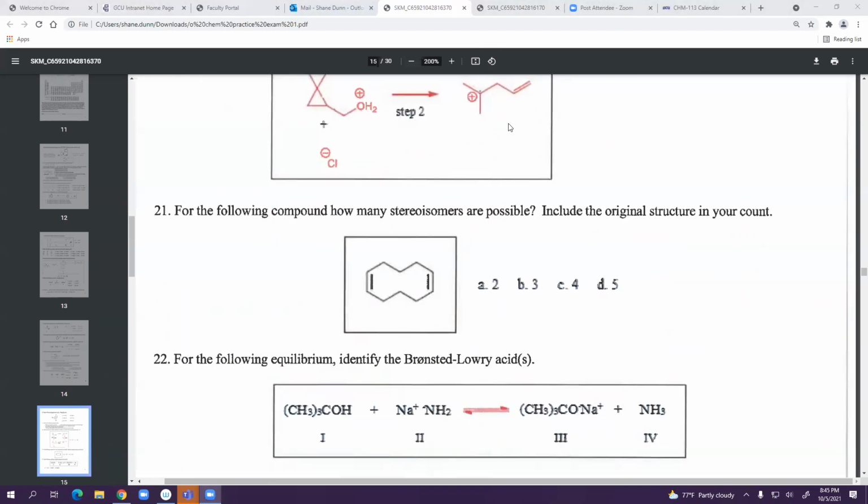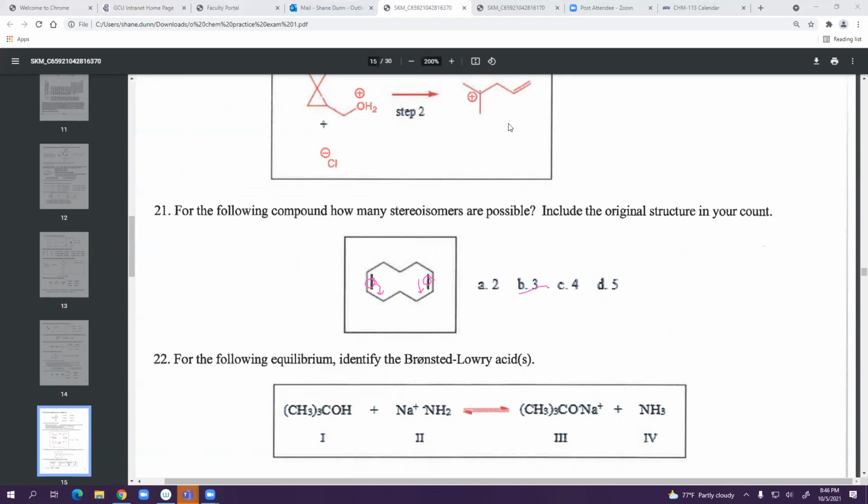Okay, 21. How many resonance structures possible, including the original structure? Okay. That guy can go there, right? And that guy can go there. And then I have my original structure, right? How many is that? 3.